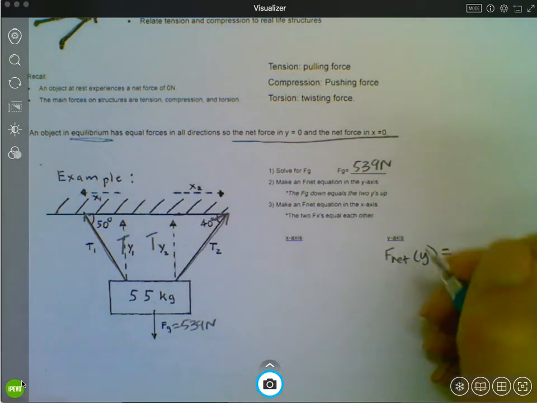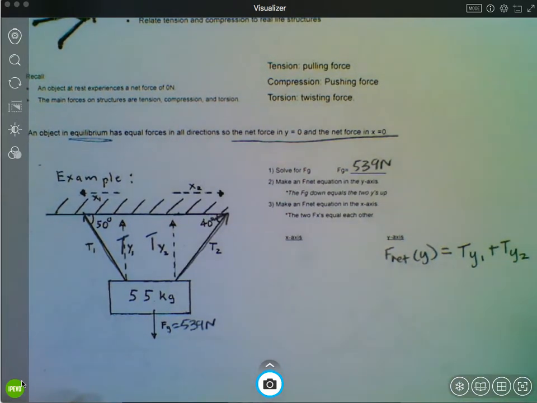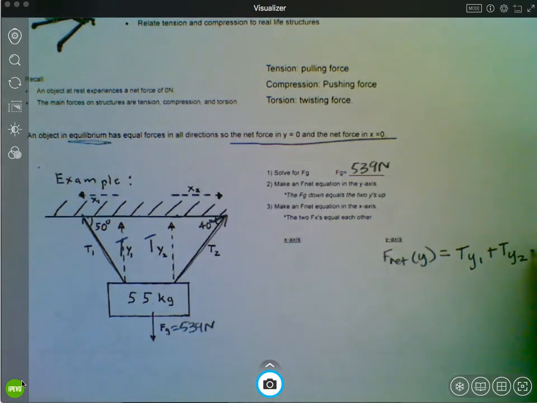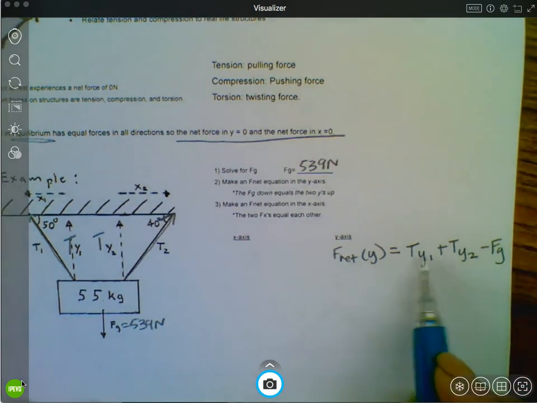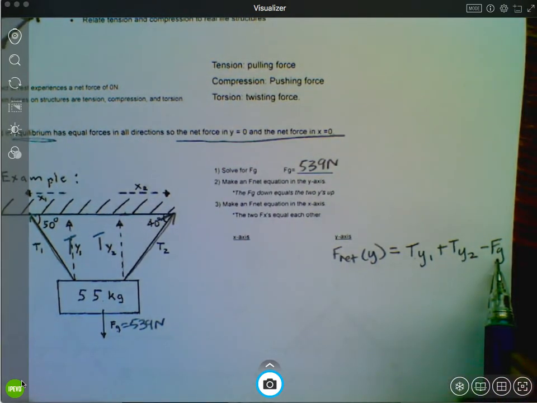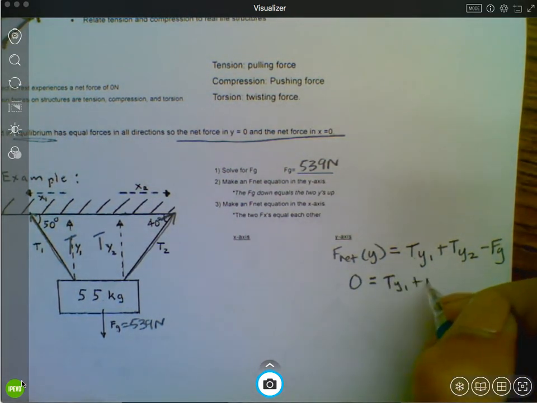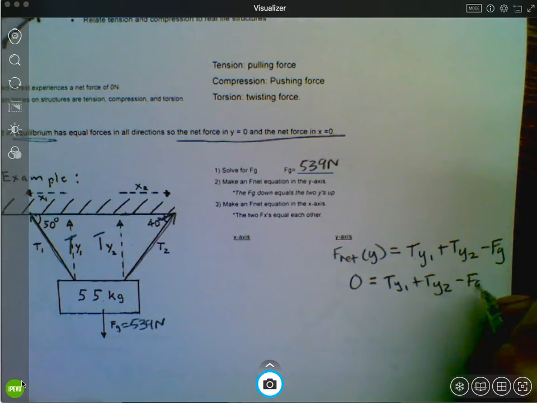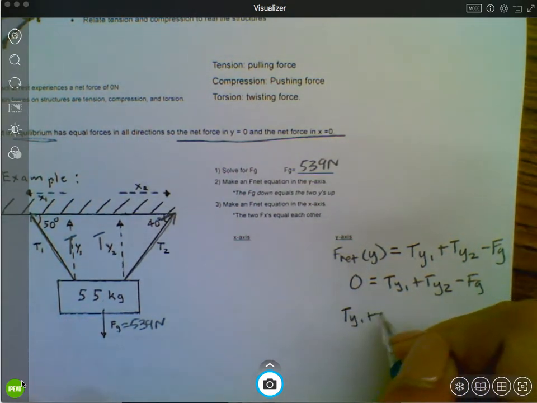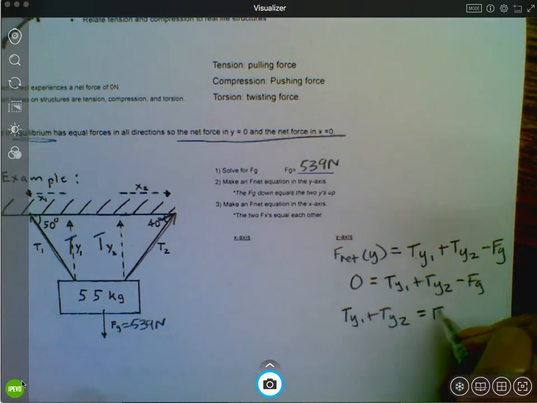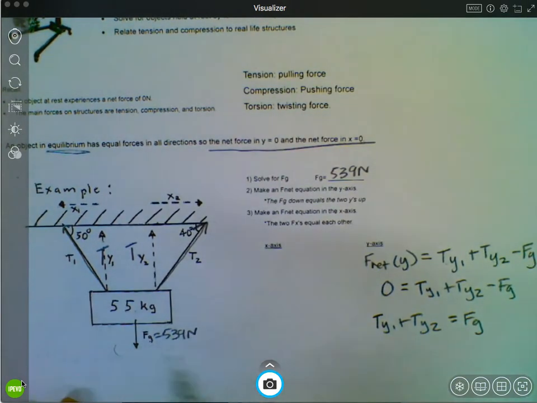Ty1, which is up, Ty2 is up, and Fg is down. So we're going to subtract Fg. So up, up, down. Now this is 0. And if you were to move the Fg to the other side, you'd see that Ty1 plus Ty2 equals Fg, which basically means the up forces equal the down forces.